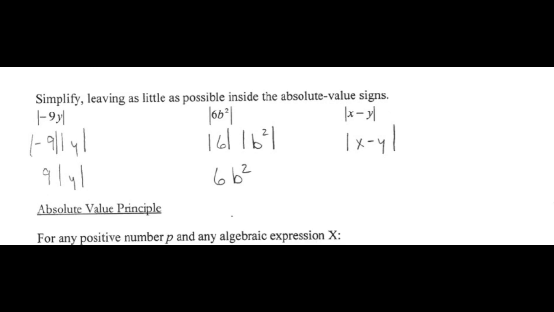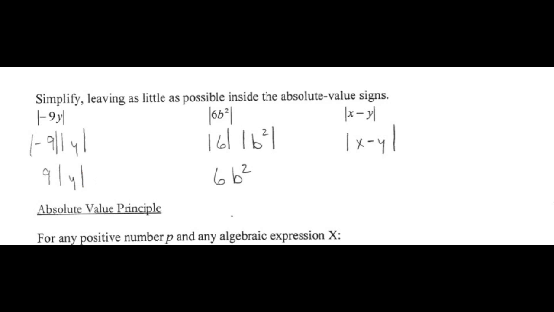So let's simplify, leaving as little as possible inside the absolute value signs. The absolute value of negative 9 times y, we know from our rules above that you can either multiply first or take the absolute value first. Well, let's just go ahead and take the absolute value separately, because when we do that, we get the absolute value of negative 9, and we know that is the same as the absolute value of 9, and it is 9. So that gives us 9 times the absolute value of y. We do end up with an absolute value sign, but it seems a little more simplified because the 9 got out, and we got rid of the negative sign. So 9 times the absolute value of y is a more simplified way of writing that.